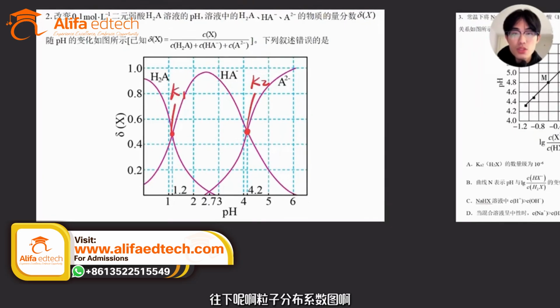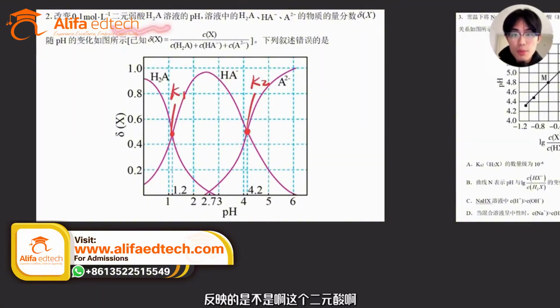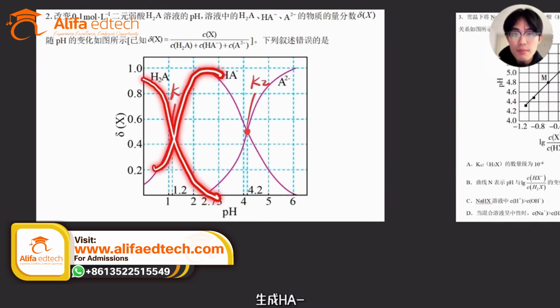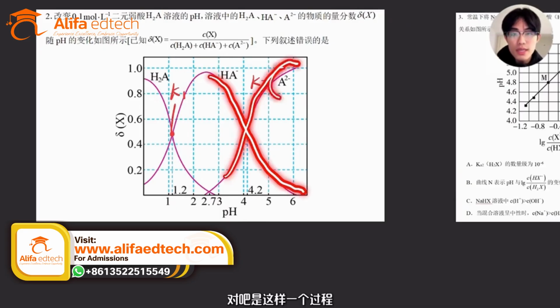Next up, the particle distribution coefficient graph. Why are these 2 points the K points? First, pay attention. What does this graph represent? It represents the diprotic acid, H2A, as the pH increases. This means you're adding a base to it, right? The acid is continuously neutralized by the base. H2A is continuously reacted away, forming HA minus ion. Then the HA minus ion is reacted away, forming A2 minus ion, right? It's a process like this.